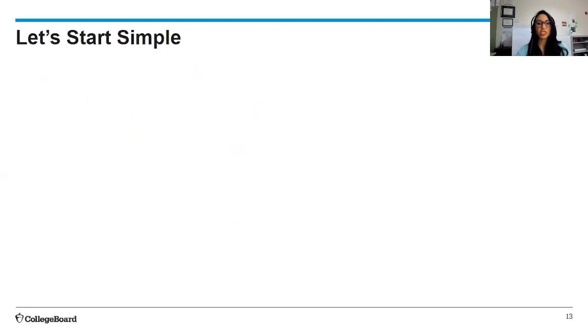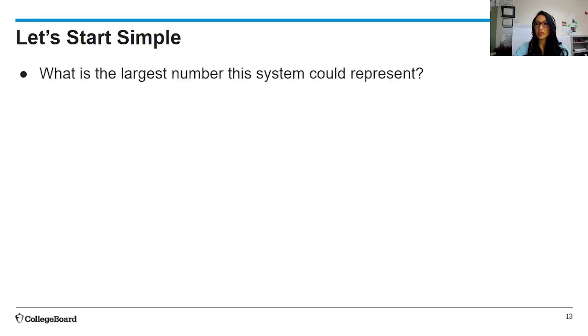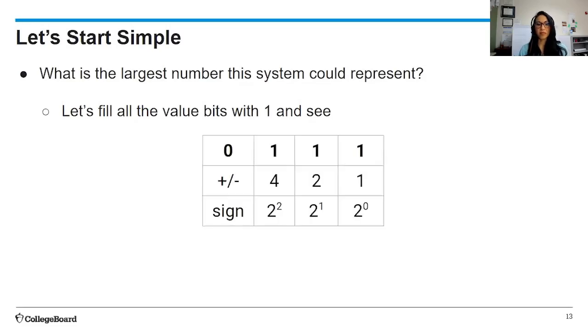So what's the largest number this system could represent? Well, let's fill in all of the 1's and see. So this is going to give us positive number 7, since 2 squared plus 2 to the first plus 2 to the 0 gives us 4 plus 2 plus 1, which equals 7. So our very simple computer can only count to 7.